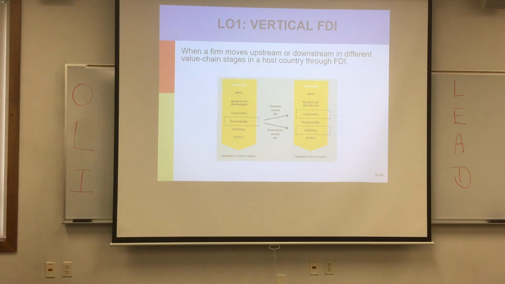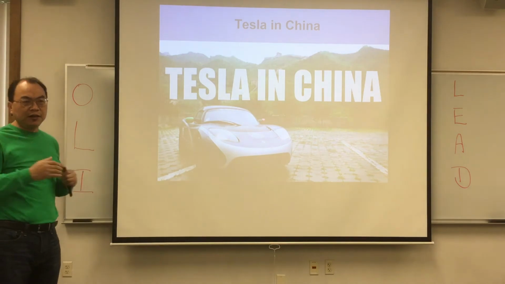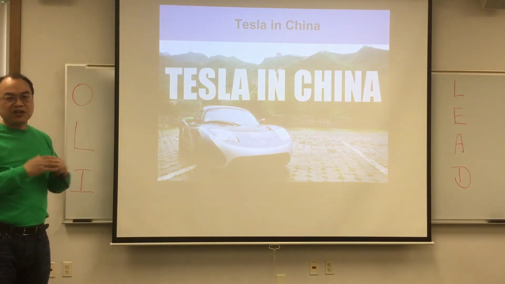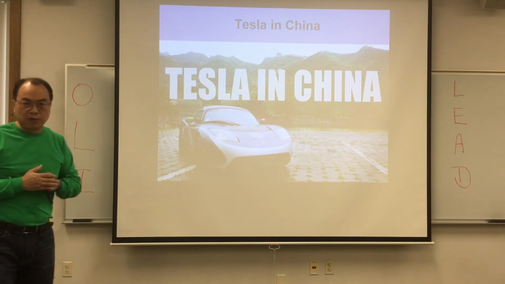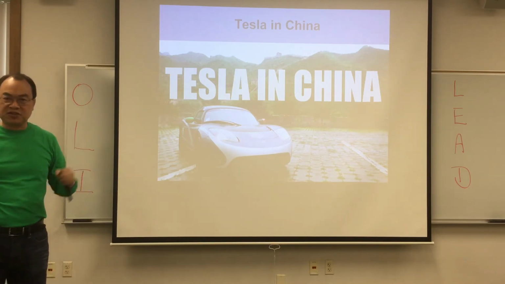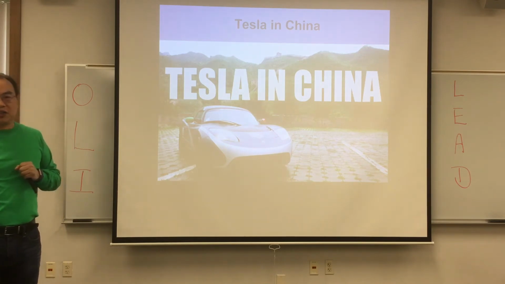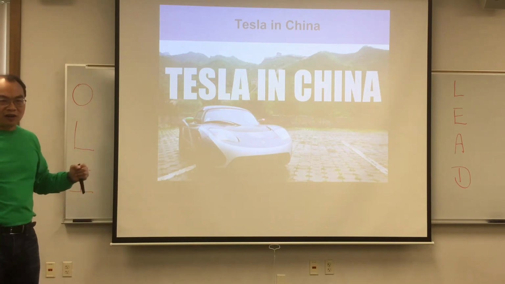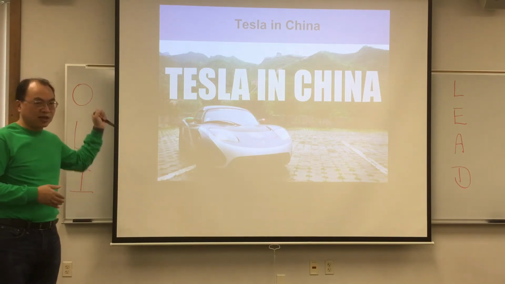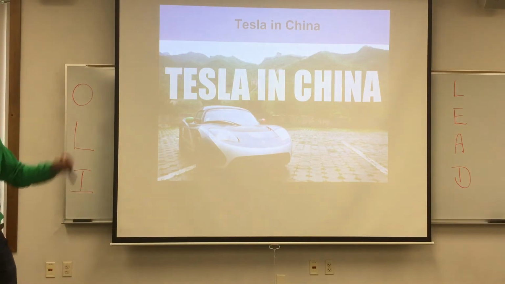I want to use Tesla in China as an example to emphasize the OLI framework. Some of you know, I talk about Tesla. Tesla is a brand name, something we call disruptive innovation. They were not in the car industry before. Now, because of electric cars, they're the most well known. We know the founder, Elon Musk. He's a genius. Some people call him a crazy guy.